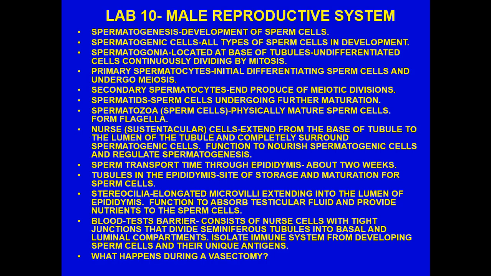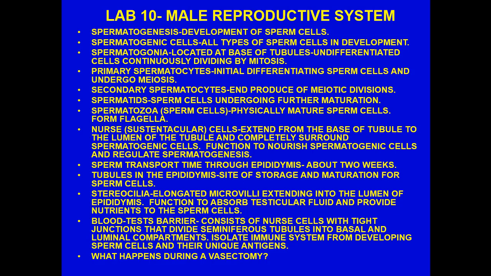spermatogonia are located at the base of the tubules. They are undifferentiated cells. They are continuously dividing by mitosis. Now, whoa, didn't you say meiosis? We'll get into that in a minute. Think of them as almost the stem cells to make more sperm cells. Once you start going into the status of primary spermatocytes, that's the initial differentiating of the sperm cells, and they will undergo meiosis. So they will start at basically 46 chromosomes and through a system of meiotic divisions.